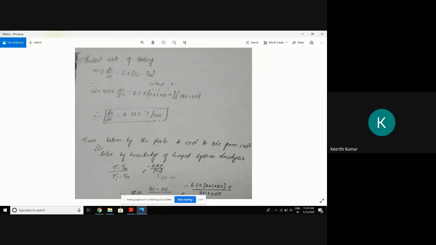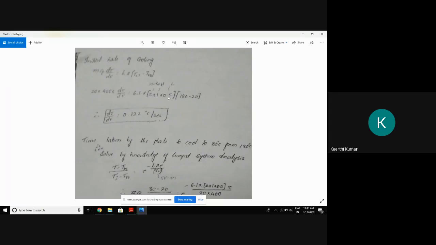The mass of the plate is given as 20 kg. Specific heat is given as 400 joules. He is asking the rate of cooling, that is dT by d tau. That is the initial rate of cooling, not final. Underline this: initial rate of cooling. So the value of h I got is 6.1. The area of the plate is 2 into 1 into 0.5.